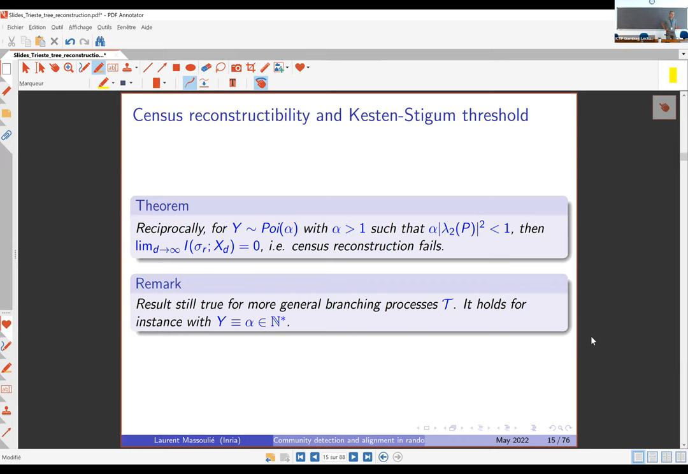So alpha times lambda 2 of p in modulus squared is less than 1. Then the mutual information between the spin at the root and the census vector vanishes. Okay. And I stated here for Poisson distributions, but this is more general. In fact, this holds for quite a large family of offspring distributions.